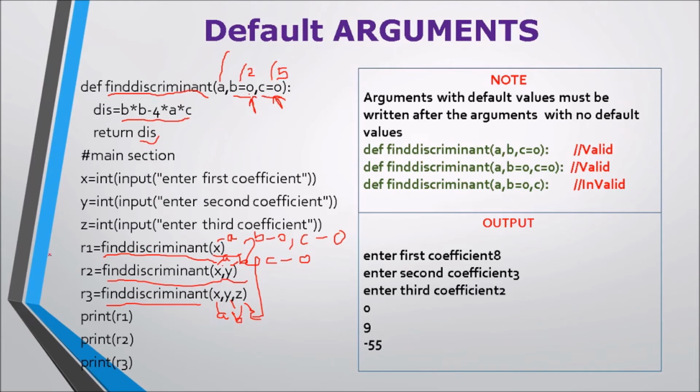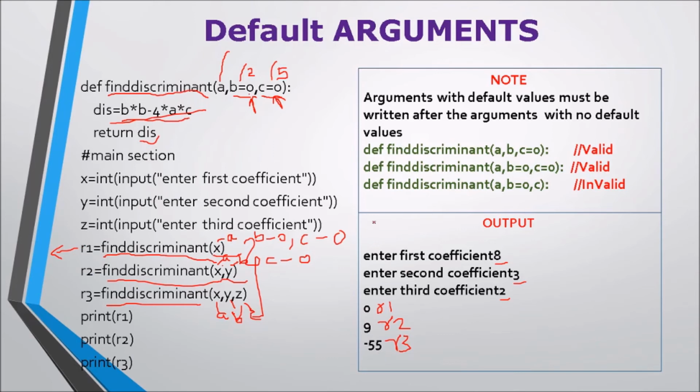So when we execute it the first time, suppose I have given three values 8, 3 and 2. So the value of R1 will be 0, R2 will be 9 and R3 will be minus 55, by applying this formula, B square minus 4AC, when we are calling the function for the first time, second time and third time. So when we print R1, R2, R3, we'll get 0, 9 and minus 55.